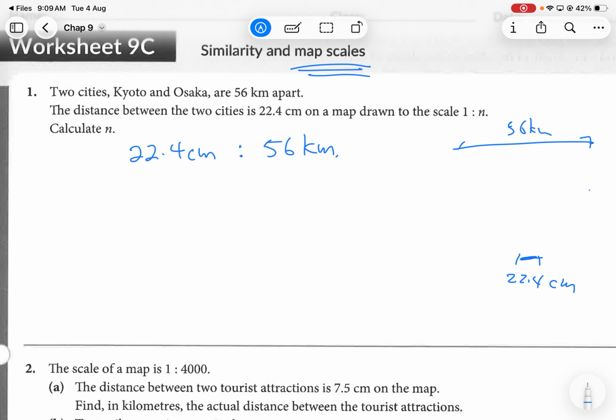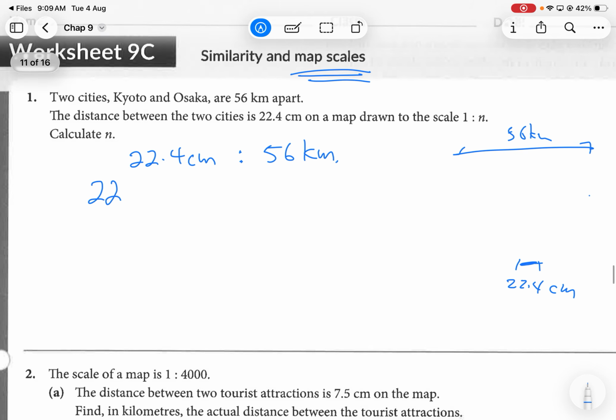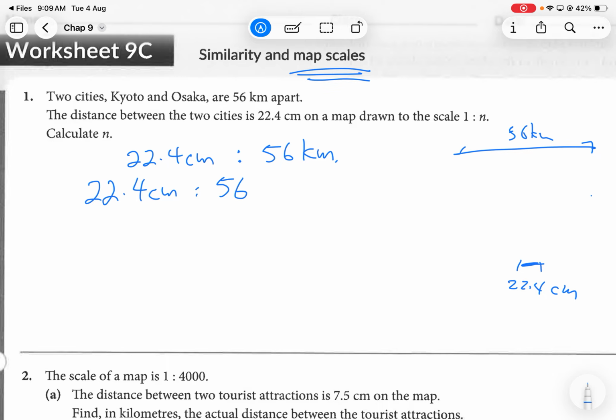How do I make the unit the same? 22.4 cm is to 56 kilometers. Every 1 kilometer is 1,000 meters. So I have 56 times of 1 kilometer, and 1 kilometer is 1,000 meters. So it is 56,000 meters.